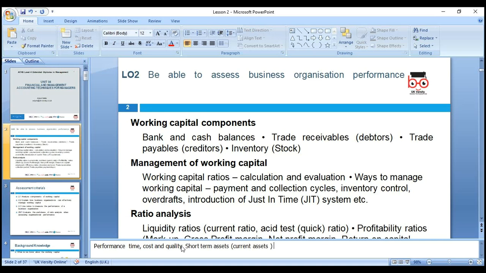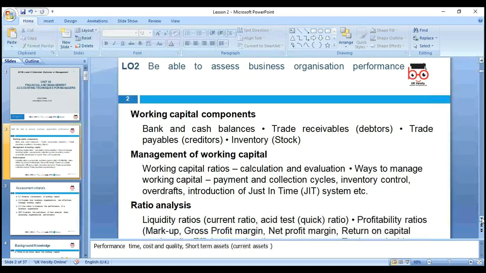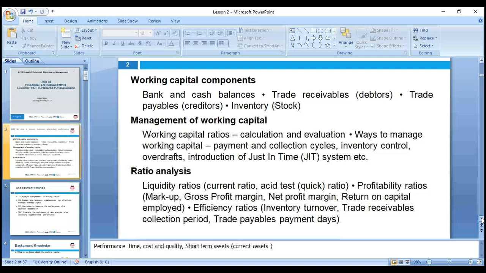In today's lesson we'll discuss bank, trade receivables, trade payables, inventories, and we'll go through the working capital ratios and all these calculations. We'll discuss just in time, what is meant by it, and the role of just in time in the organization process as well. These are the keywords, indicative contents, which we're supposed to learn during this lesson.